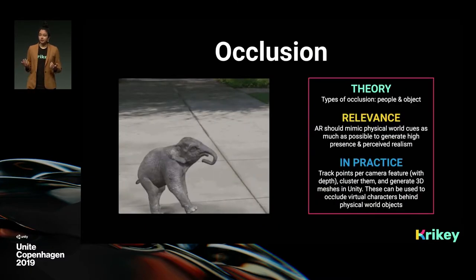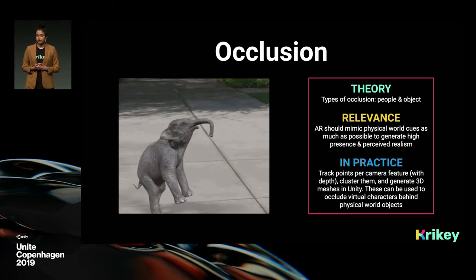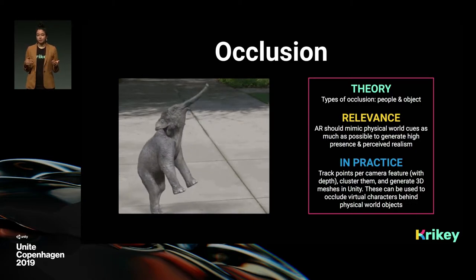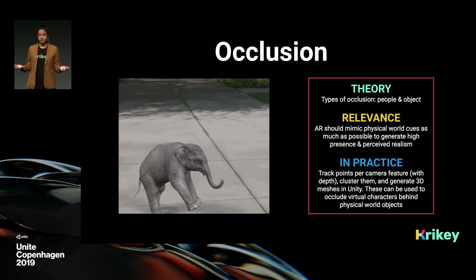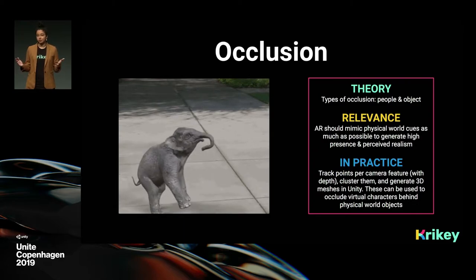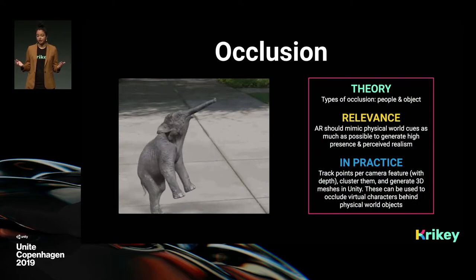For example, occlusion. Occlusion is a key computer vision theory for augmented reality. It bridges the gap between what is virtual and what is real by mimicking physical world behavior almost exactly. There are two key types of occlusion: people occlusion, so hiding virtual objects behind human silhouettes, and object occlusion, hiding virtual objects behind general everyday objects like a table or a chair.